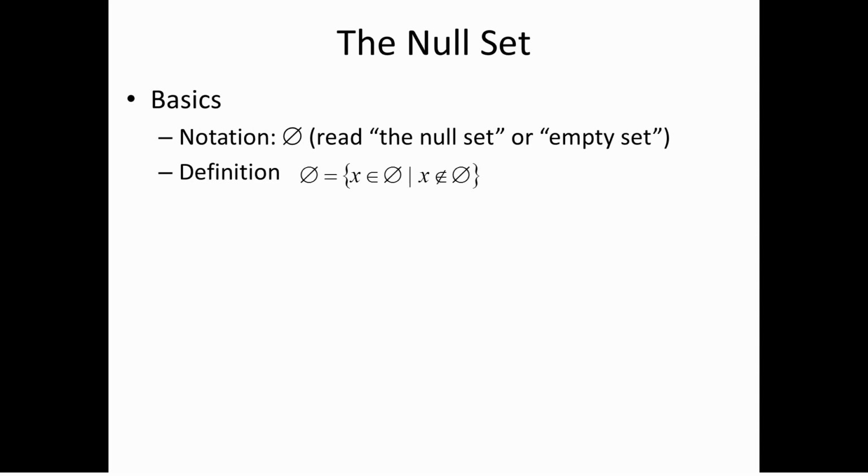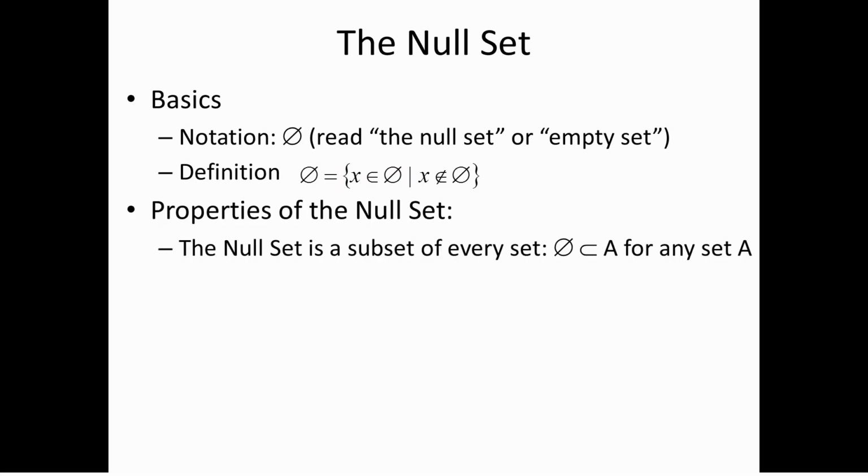If you wanted to define it mathematically, you could say it's a set such that X is an element of the null set and X is not an element of the null set. Well, that's a contradiction. You can't be in a set and not in a set, therefore that has to be the set that contains no elements. Here's some very useful things to know about null sets. The first is that it's a subset of every set. Very important. The second is that the complement of the sample space is the null space.